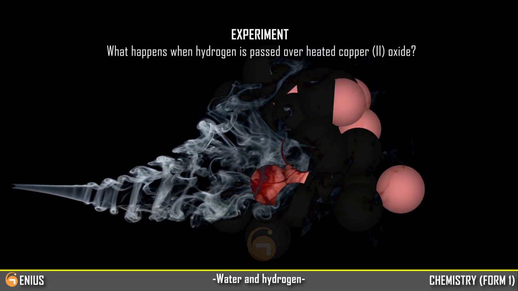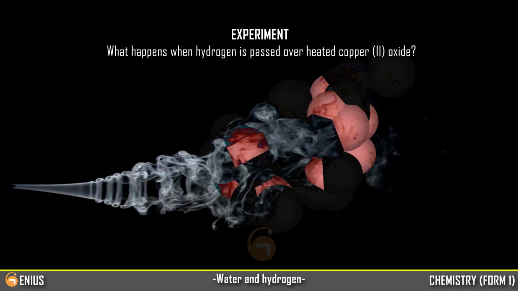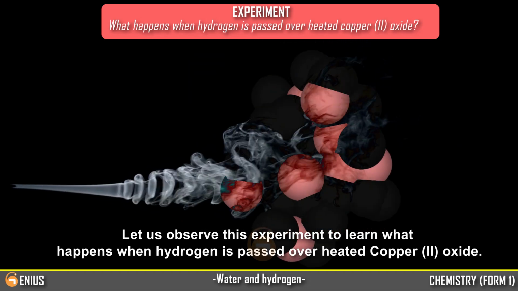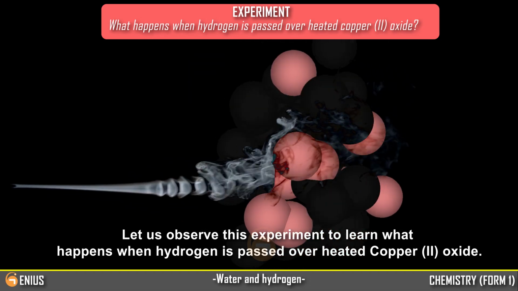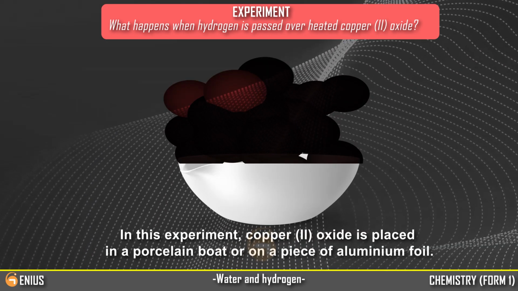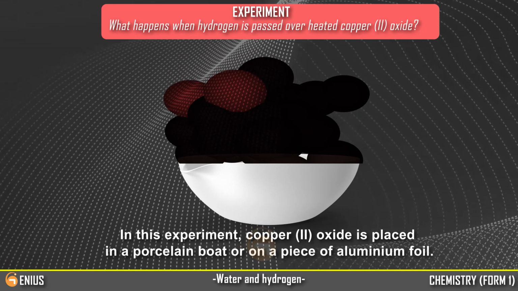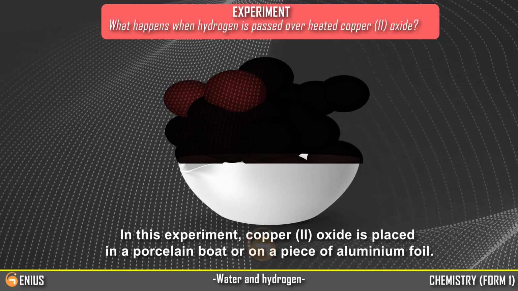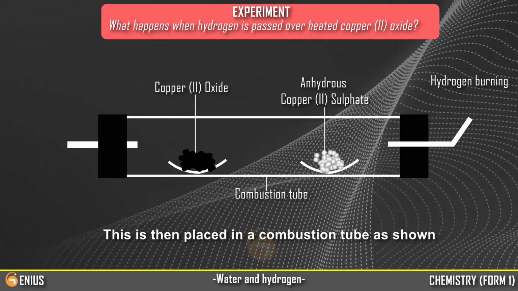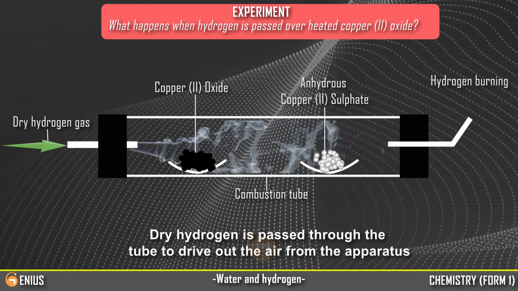Experiment. What happens when hydrogen is passed over heated copper(II) oxide? Let us observe this experiment to learn what happens when hydrogen is passed over heated copper(II) oxide. In this experiment, copper(II) oxide is placed in a porcelain boat or on a piece of aluminium foil. This is then placed in a combustion tube as shown. Dry hydrogen is passed through the tube to drive out the air from the apparatus.